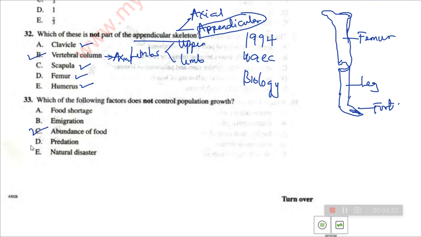Option D, predation, when a lion kills a human being. That human being that was killed will reduce the population, so that one also will control population growth. Option E, natural disaster, maybe an earthquake, and many people lose their lives through it. So that also will control population growth. So our answer is option C.